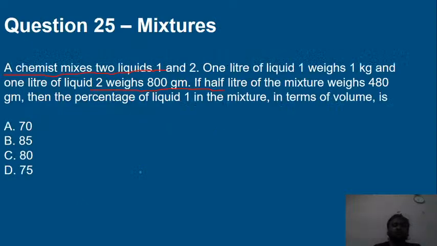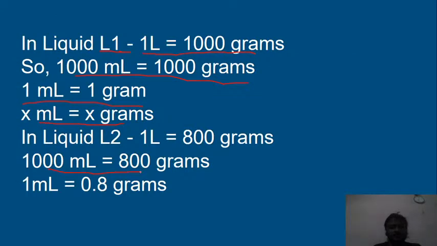I'll explain it once more. See, 1 liter of liquid 1 weighs 1 kg, and half a liter of the mixture weighs 480 gram. 1 liter should technically be equal to 1000 grams. So for L1, 1 liter is 1000 grams, so 1000 milliliter is equal to 1000 grams. So 1 milliliter is equal to 1 gram and x milliliter is equal to x gram.